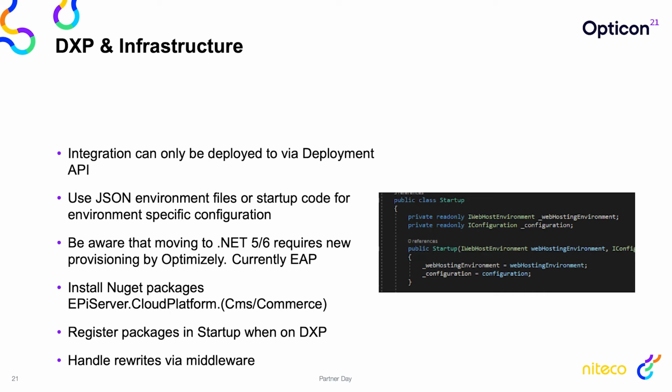So, a big one here: DXP and infrastructure. Integration can only be deployed to via the deployment API now, and that's important. The JSON environment files and the startup code are specific, so either use JSON files or code in the startup which checks the environment you're on for any configuration. But also be aware that moving to .NET 5/6 has new provisioning. There's an early access program, and that will give you a new area of the DXP PaaS portal that has a migration section for migrating this stuff over. It's very cool.